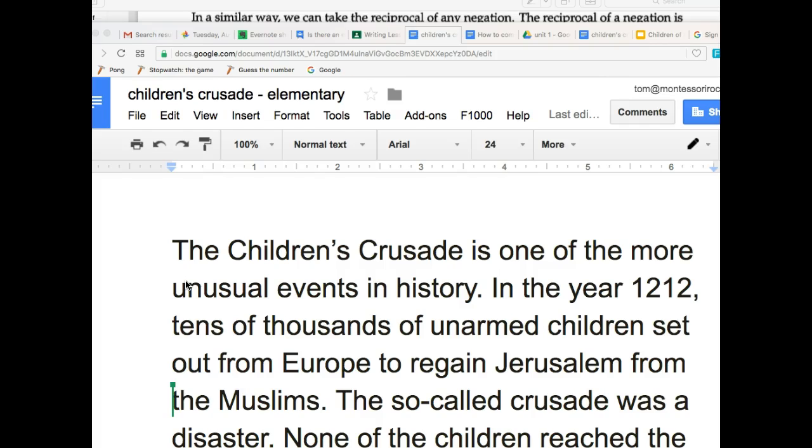Children's crusade event. Okay, those would be 3 words. Unusual event history. So if you do unusual event history, then you have to remember it's a children's crusade, right? But you could do that. Unusual children's crusade. Where children? All possible, right? So you choose your 3 words.